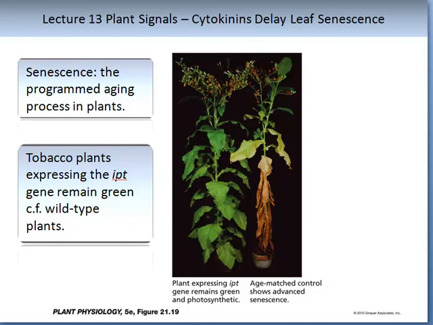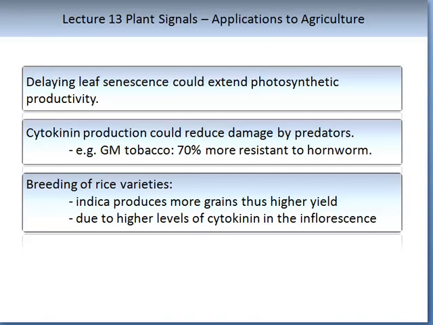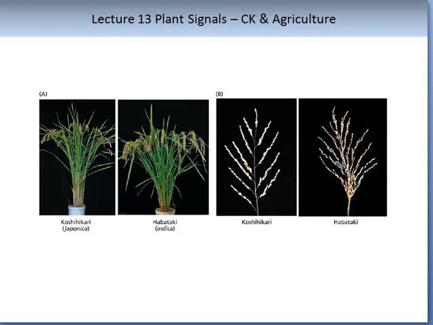Using our understanding of how cytokinins influence plant growth, we can apply this to agriculture. For example, delaying leaf senescence could extend the photosynthetic productivity. Cytokinin production can reduce damage by predators. For example, GM tobacco has a 70% or more reduction in damage, showing resistance to hornworm. Breeding of rice varieties, indica, produces more grains, thus higher yield, due to the higher levels of cytokinin in the inflorescence. The plates on the screen demonstrate the results just discussed.